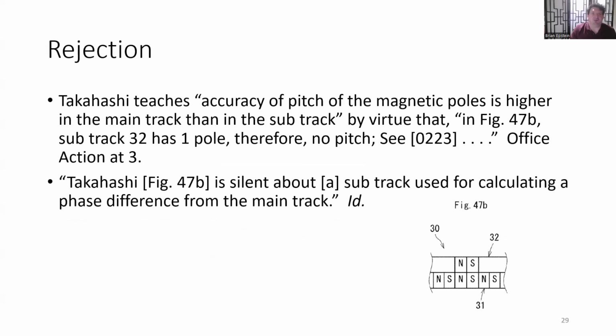So what's the rejection? It's based on the Takahashi reference. And that teaches that the accuracy of the pitch of the magnetic poles is higher in the main track than in the subtrack, by virtue that in figure 47b, subtrack 32 has 1 pole, therefore no pitch. See paragraph 223. Okay. But the examiner acknowledges that Takahashi in figure 47b is silent about a subtrack used for calculating a phase difference from the main track. Okay, he's telling you he doesn't have that feature I highlighted.